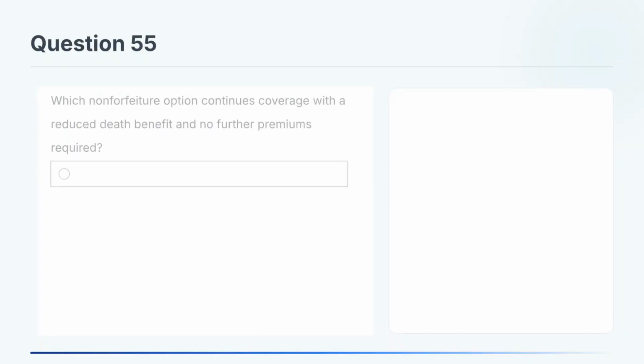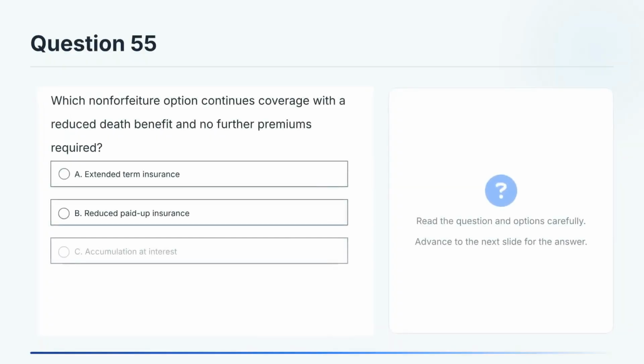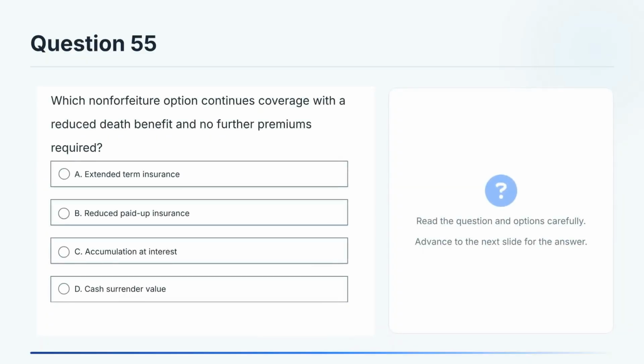Question 55. Which non-forfeiture option continues coverage with a reduced death benefit and no further premiums required? A. Extended term insurance. B. Reduced paid-up insurance. C. Accumulation at interest. D. Cash surrender value.